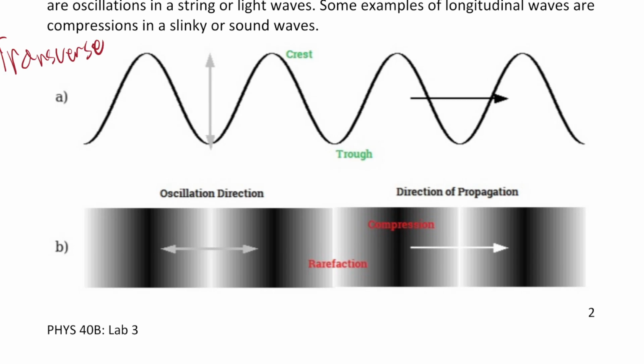And then the other type of wave is called a longitudinal wave. And that would be a wave where the oscillation is in the same direction as the motion. So that'd be like a spring, because when a spring compresses, it's compressing horizontally, and then also the wave is moving horizontally. And so this is called a longitudinal wave.